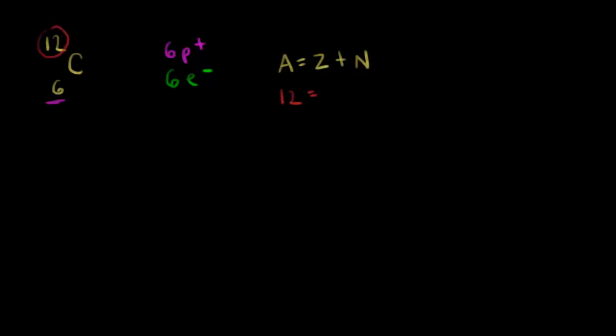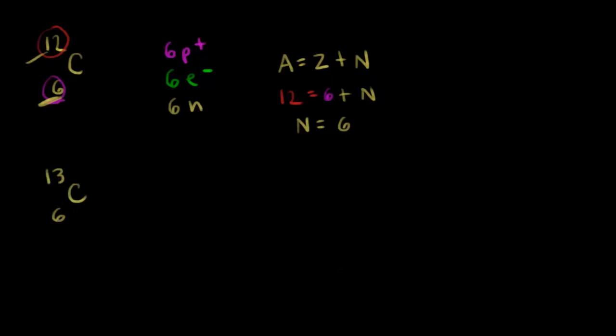The atomic number was 6, right here, so we put in a 6, plus the number of neutrons. So the number of neutrons is just equal to 12 minus 6, which is, of course, 6. So there are 6 neutrons. So just subtract the atomic number from the mass number, and you'll get the number of neutrons in your atom. All right, let's do another one. So this is carbon, and this time we have a superscript of 13.